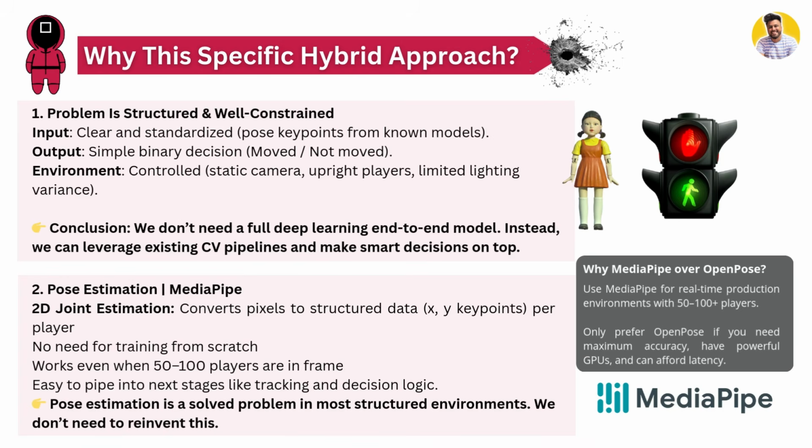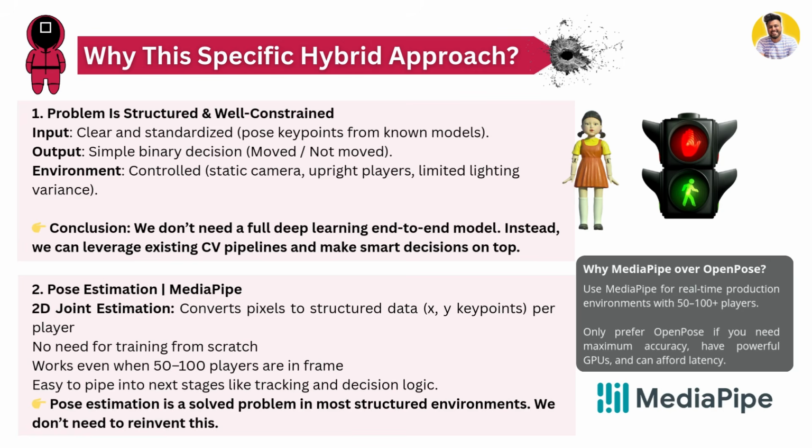And why do I use MediaPipe over OpenPose here? Because MediaPipe is very good for real-time production environments with 50 to 100 plus players. We would only use OpenPose if I needed maximum accuracy, had very powerful GPUs, and could afford the latency. But here we can't afford the latency. We need a very fast system, and that's why we use MediaPipe.